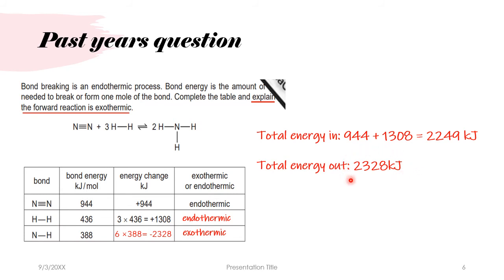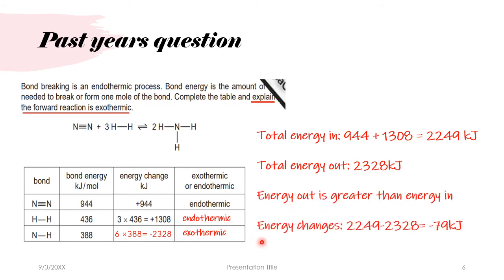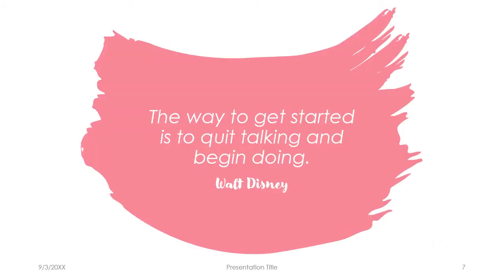Okay, based on this energy in and energy out, we can see that the total energy out is greater than energy in. So kita dah menjawab soalan, cuma kita nak conclude saja di sini. Energy out is greater than energy in. And the energy changes, kita kira lah energy in minus energy out. So 2249 tolak 2328 is equal to negative 79 kilojoule. So the negative sign here indicates the exothermic reaction.